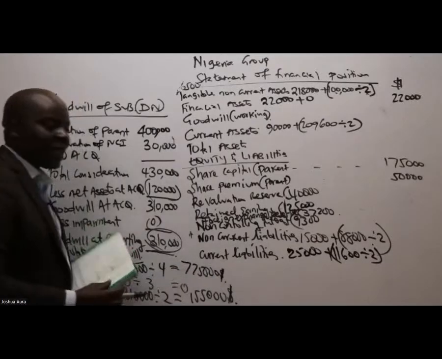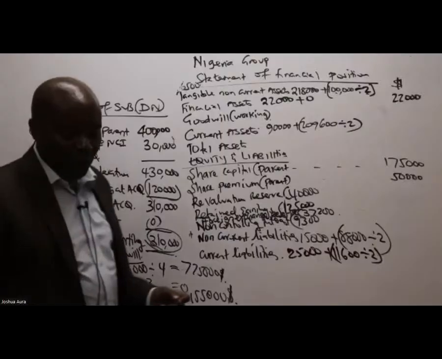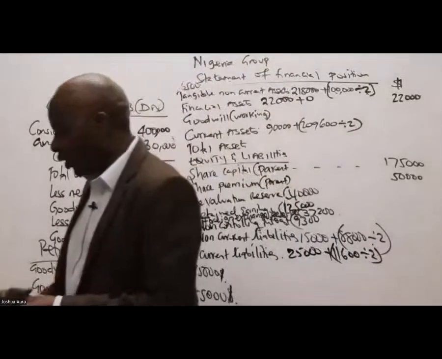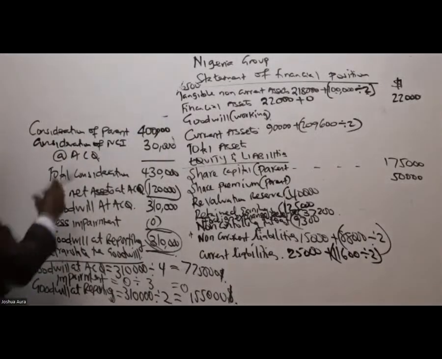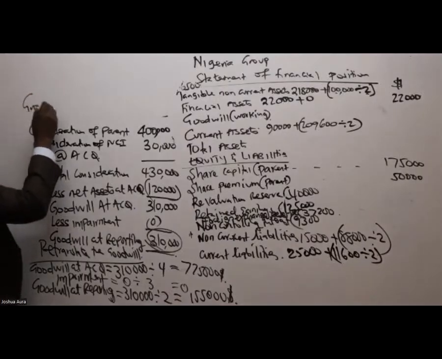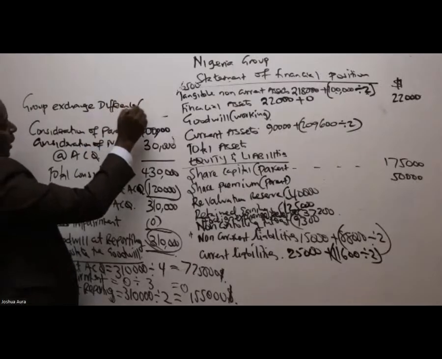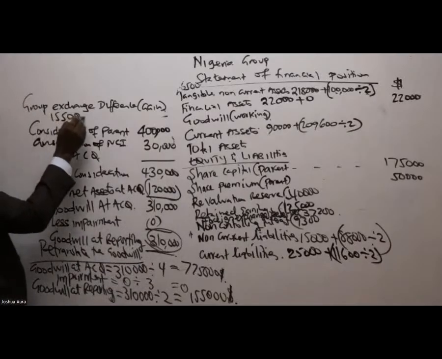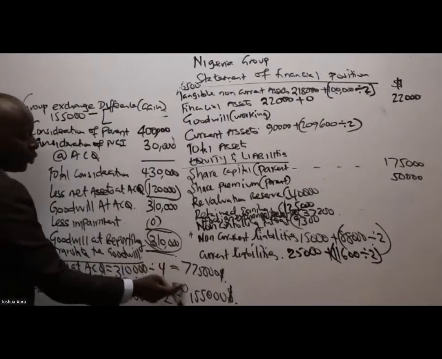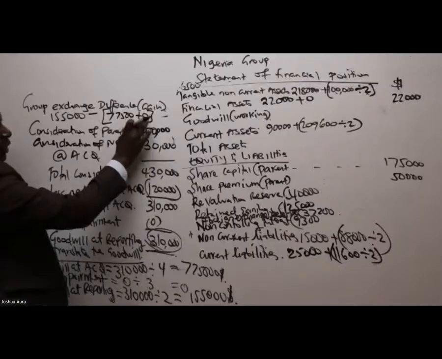So just like we did with net assets, now go ahead and give us the group exchange difference. Again, I can see here the group exchange difference for goodwill. So I will take in this case the closing amount, which is 155,000, minus these two added together: 77,500 plus 0. Just for your revision, include the 0 there.